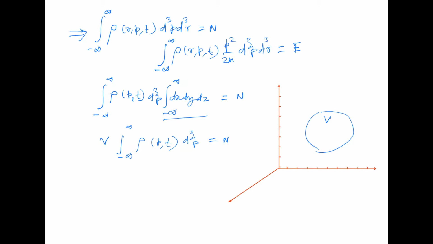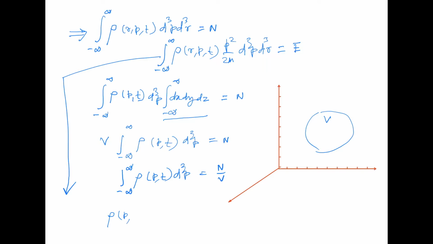So we can write this equation as the integral from minus infinity to plus infinity of rho(p, t) d3p equal to N by V. Similarly, this equation will also change and we will get the integral from minus infinity to plus infinity of rho(p, t) p square by 2m d3p equal to E by V. So that is the situation when the distribution function becomes uniform.